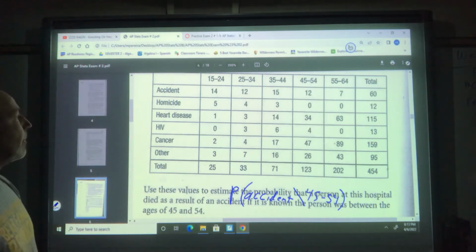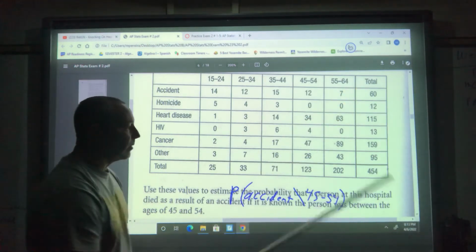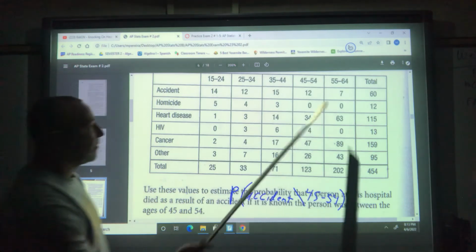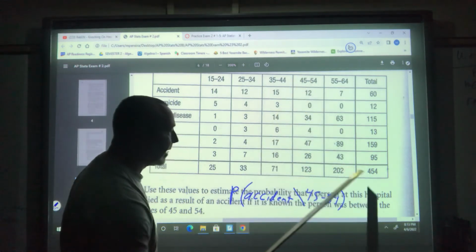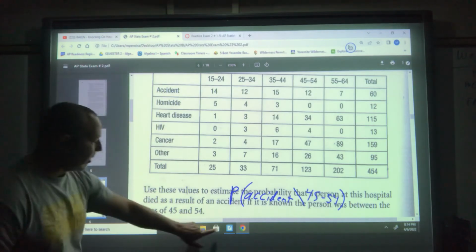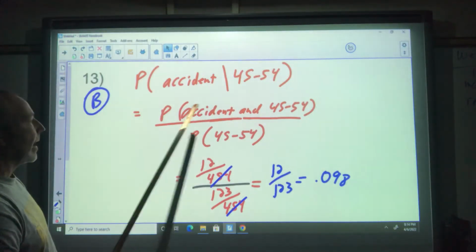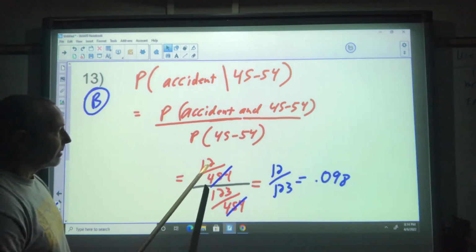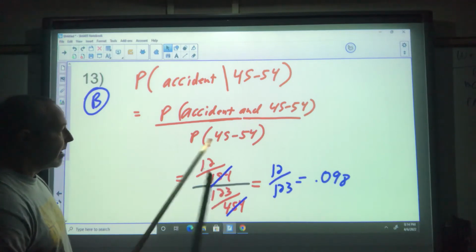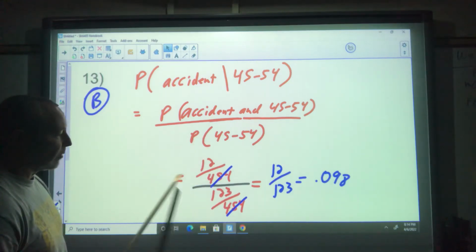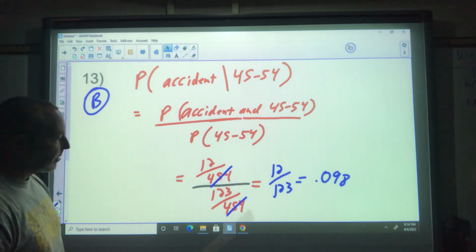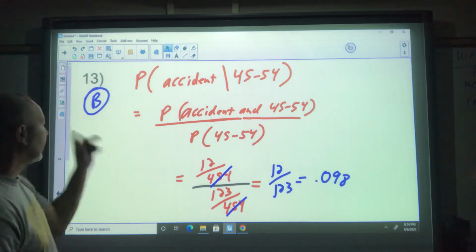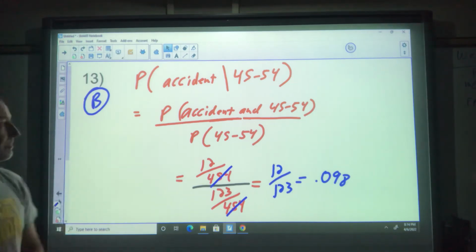Then the probability of being an accident is 60 out of 454. Oh, sorry, the probability of 45 to 54, that is 123 out of 454. So those are the values we're using here. Accident and 45 to 54 is 12 out of 454, and the probability of being in that group is 123 out of 454. You can cancel those 454s, and that is a mean of 0.098, which is choice B on that problem.